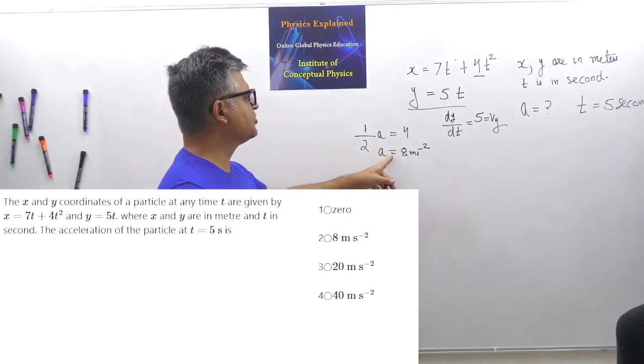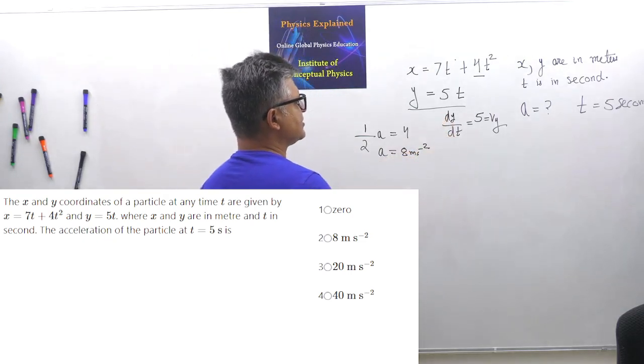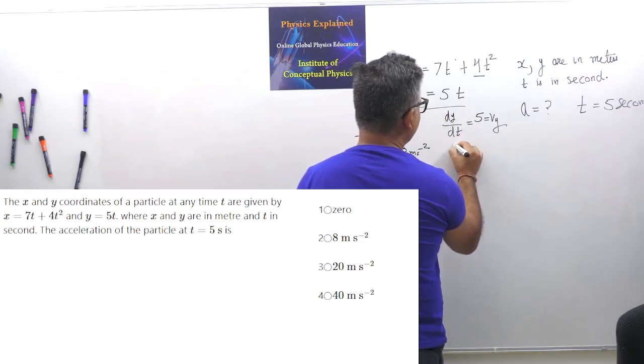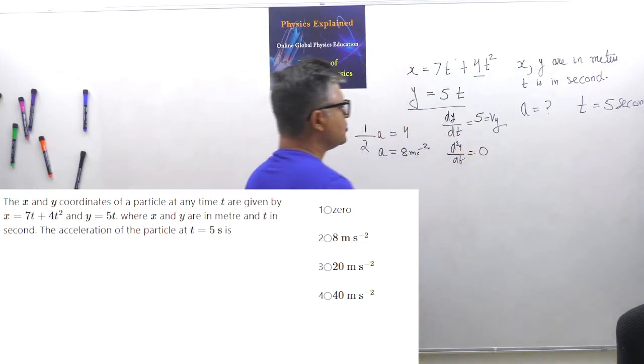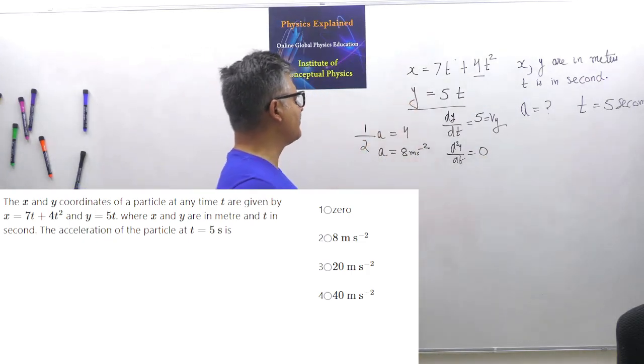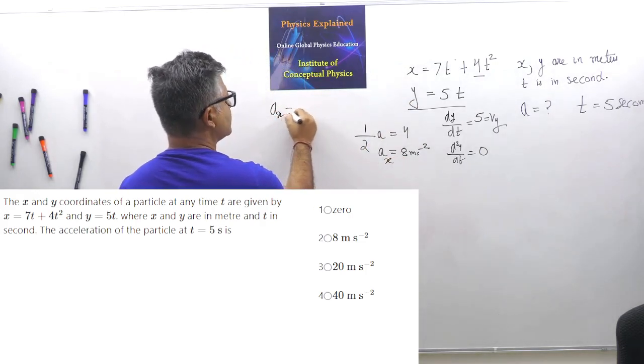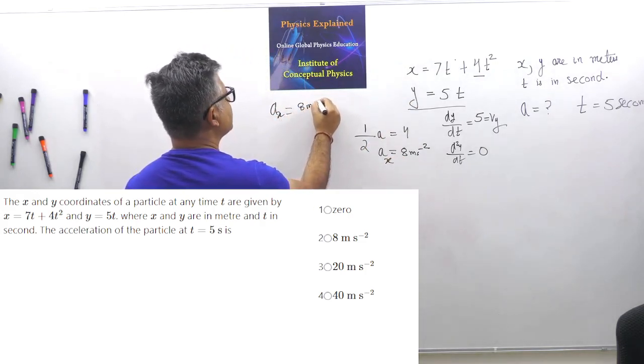So the correct answer should be 8 because in y-axis it's a constant velocity. If I take a double derivative of this, what I get is 0. So no acceleration in y-axis. The only acceleration you have is in x-axis. So the correct answer is ax is equal to 8 meter per second squared.